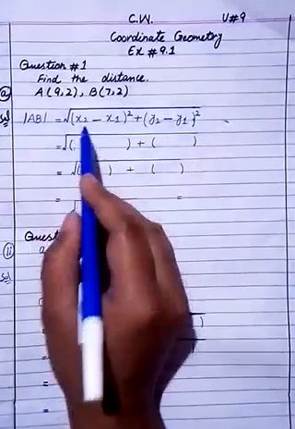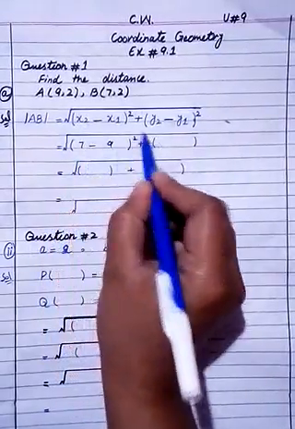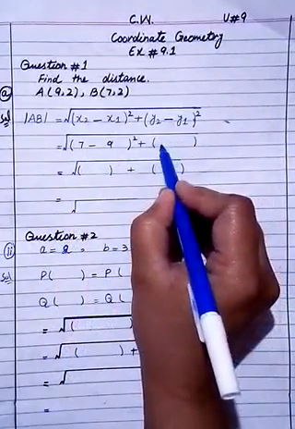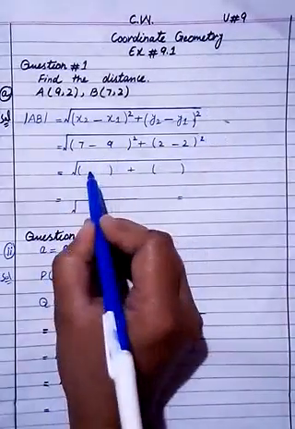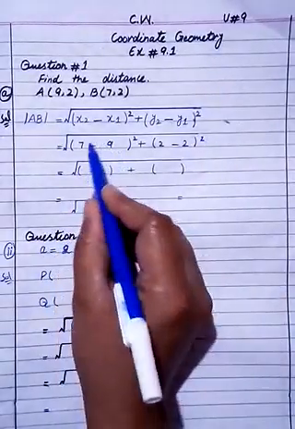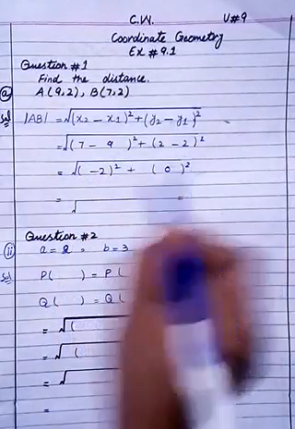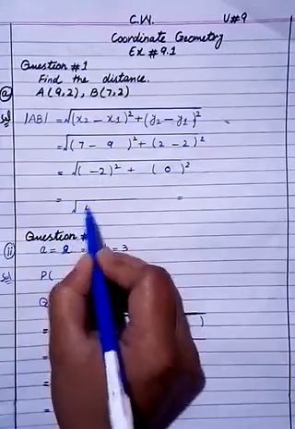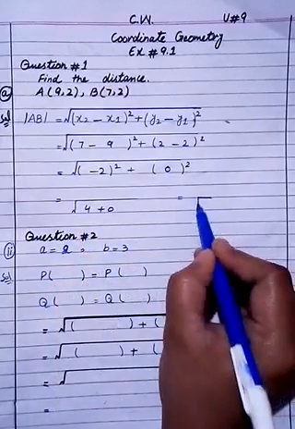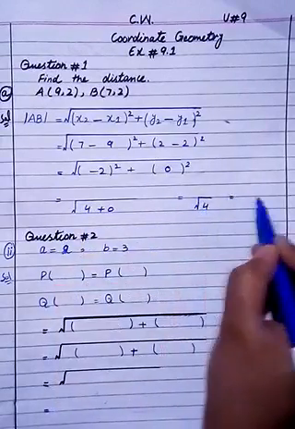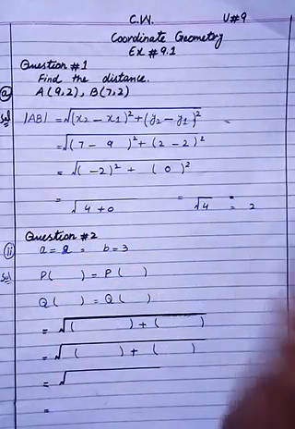So you have to put the values in the formula. x2 minus x1: 7 minus 9 whole square. Now y2 minus y1: 2 minus 2 whole square. Now 7 minus 9 equals minus 2, because the bigger number has the sign of minus. Now 0 square. So take the square of minus 2, 4 plus 0. So you get the answer, square root of 4. Now take the square root of 4, then it will be equal to 2. So that is the answer.